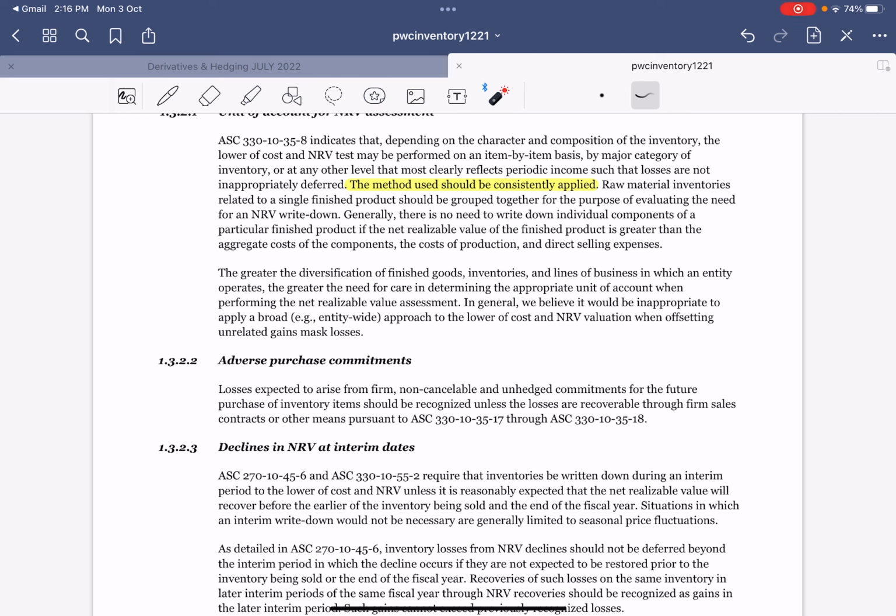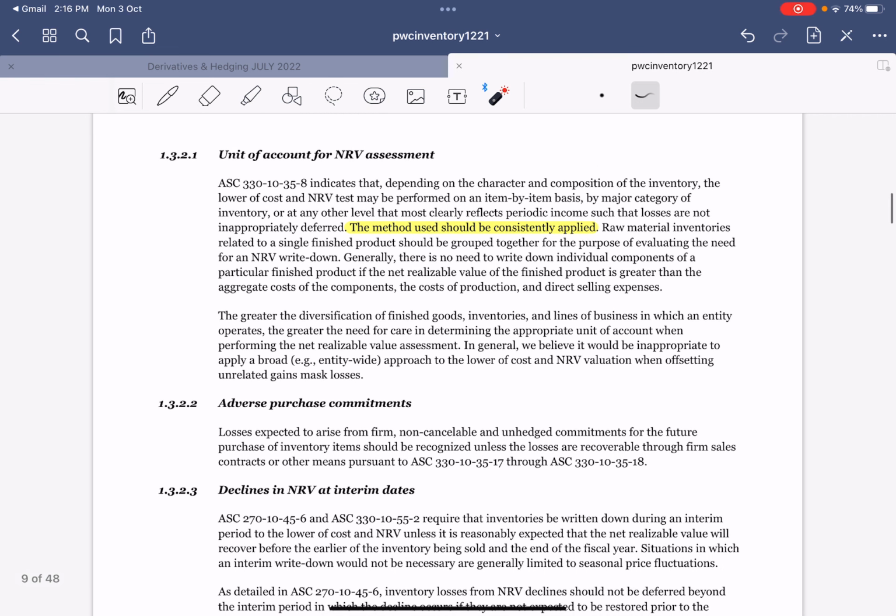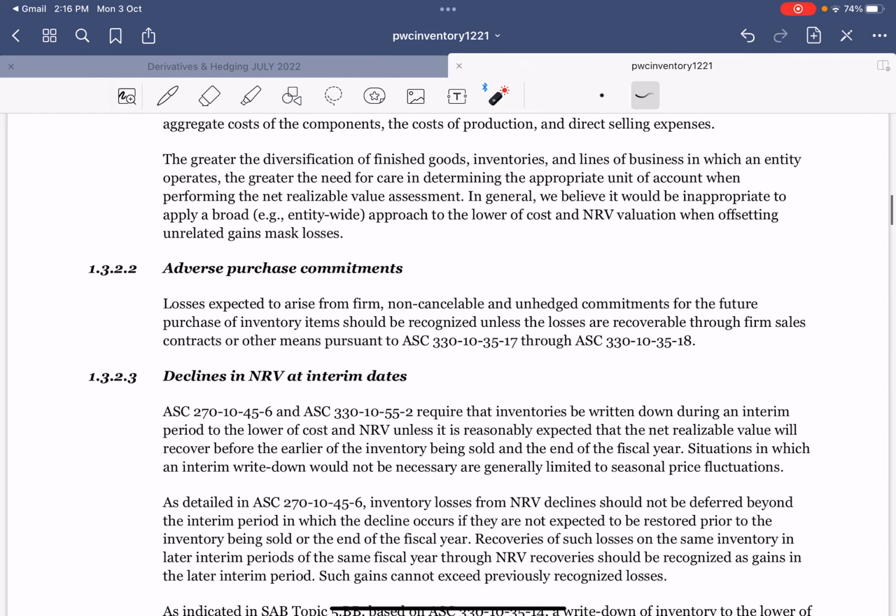Like in the jeans, there are categories for kids, teens, adults, and like this. So the category should be based on this also, the age group also. So there should be a proper categorization of the unit of account for the NRV assessment. We should not use an entity-based approach.